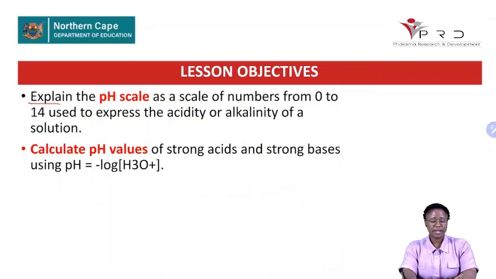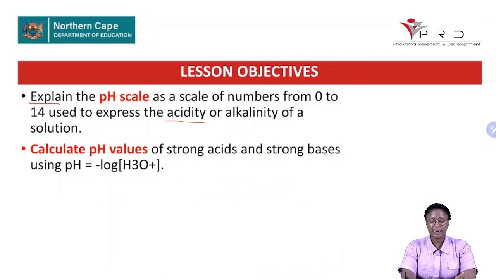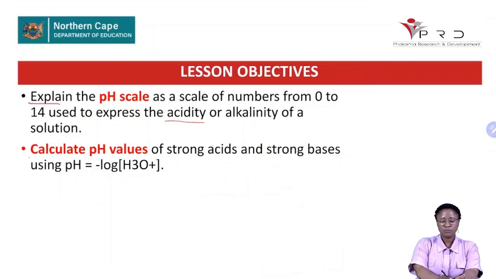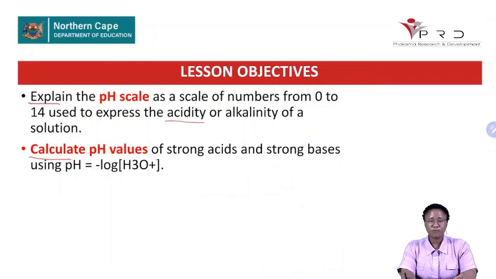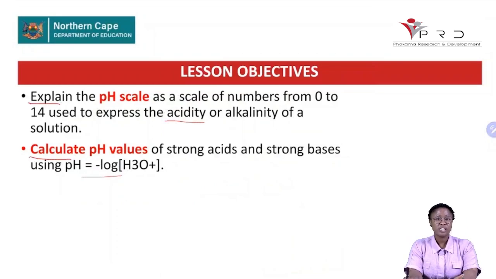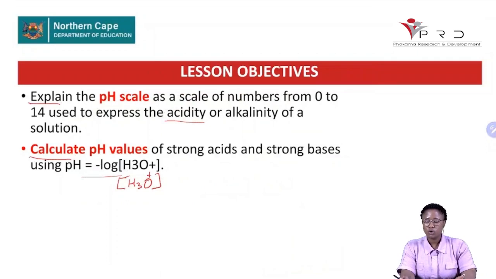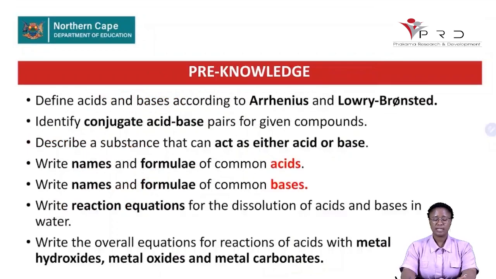You should also be able to explain the pH scale as a scale of numbers from 0 to 14 used to express the acidity, or rather alkalinity, of a solution. You should also be able to do calculations of pH values of strong acids as well as strong bases using this formula, which is pH = -log[H3O+], the concentration of hydronium ions. Okay, that is the correct way to write it. The 3 is supposed to be a subscript.